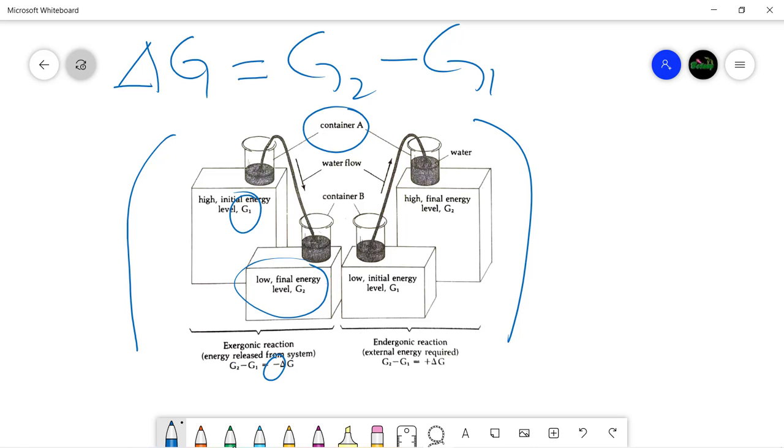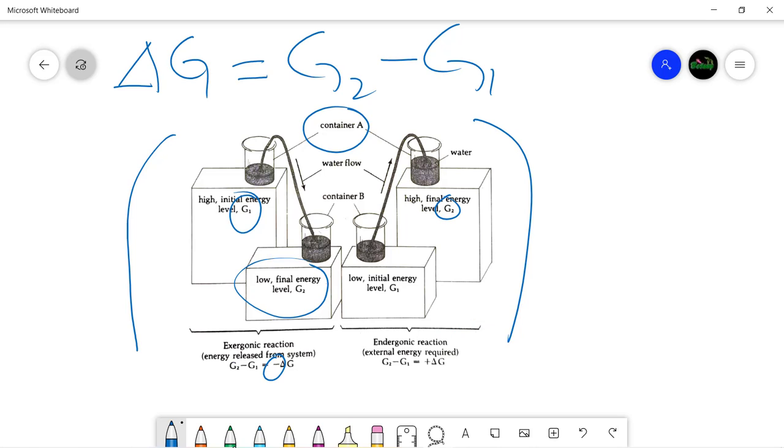And as the water moves from container B to container A in the reverse direction, in this system container B has a lower energy level, that is G1. Now G1 is that of container B, and container A has a higher final energy level, G2. So when we try to calculate it, this is an endergonic reaction.